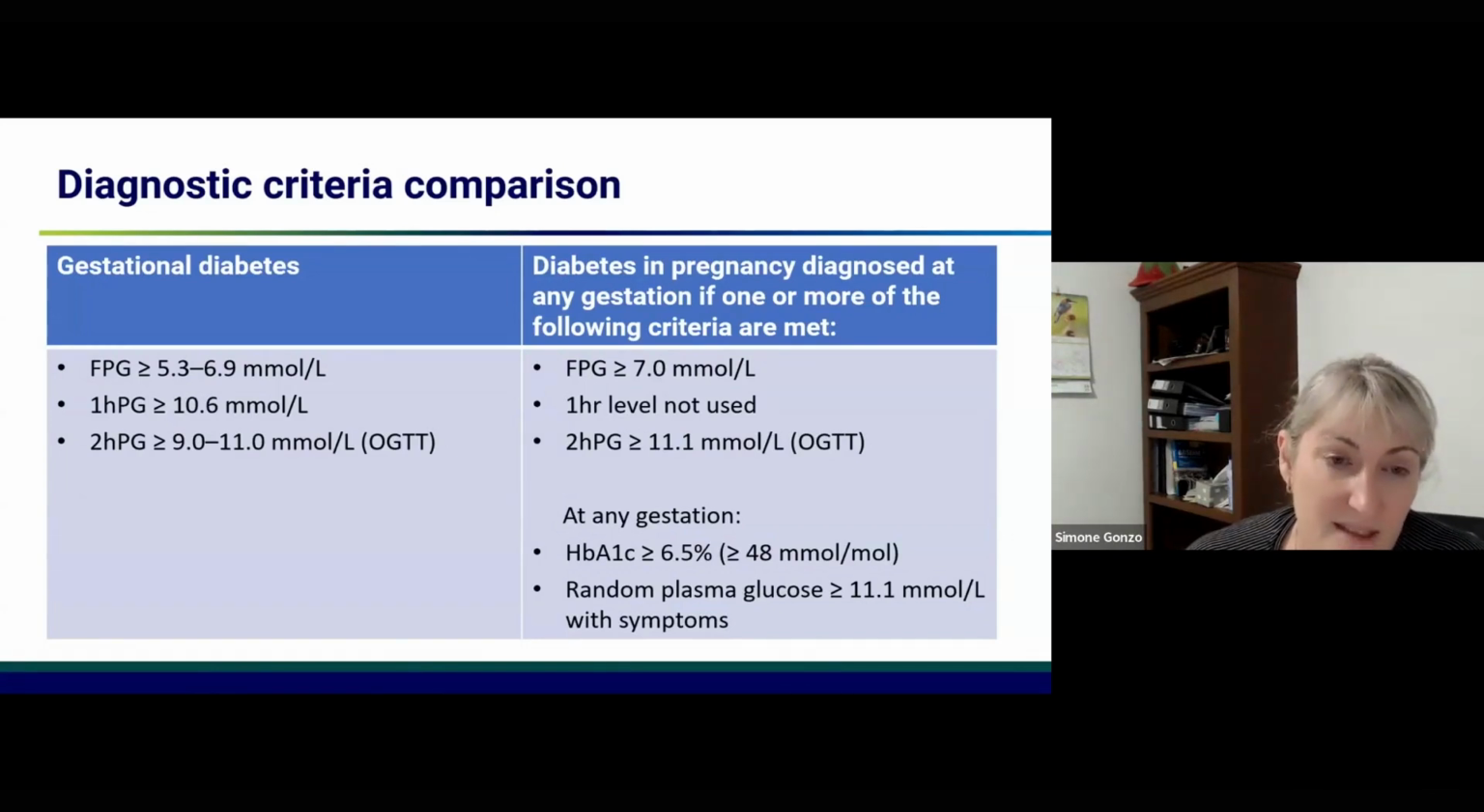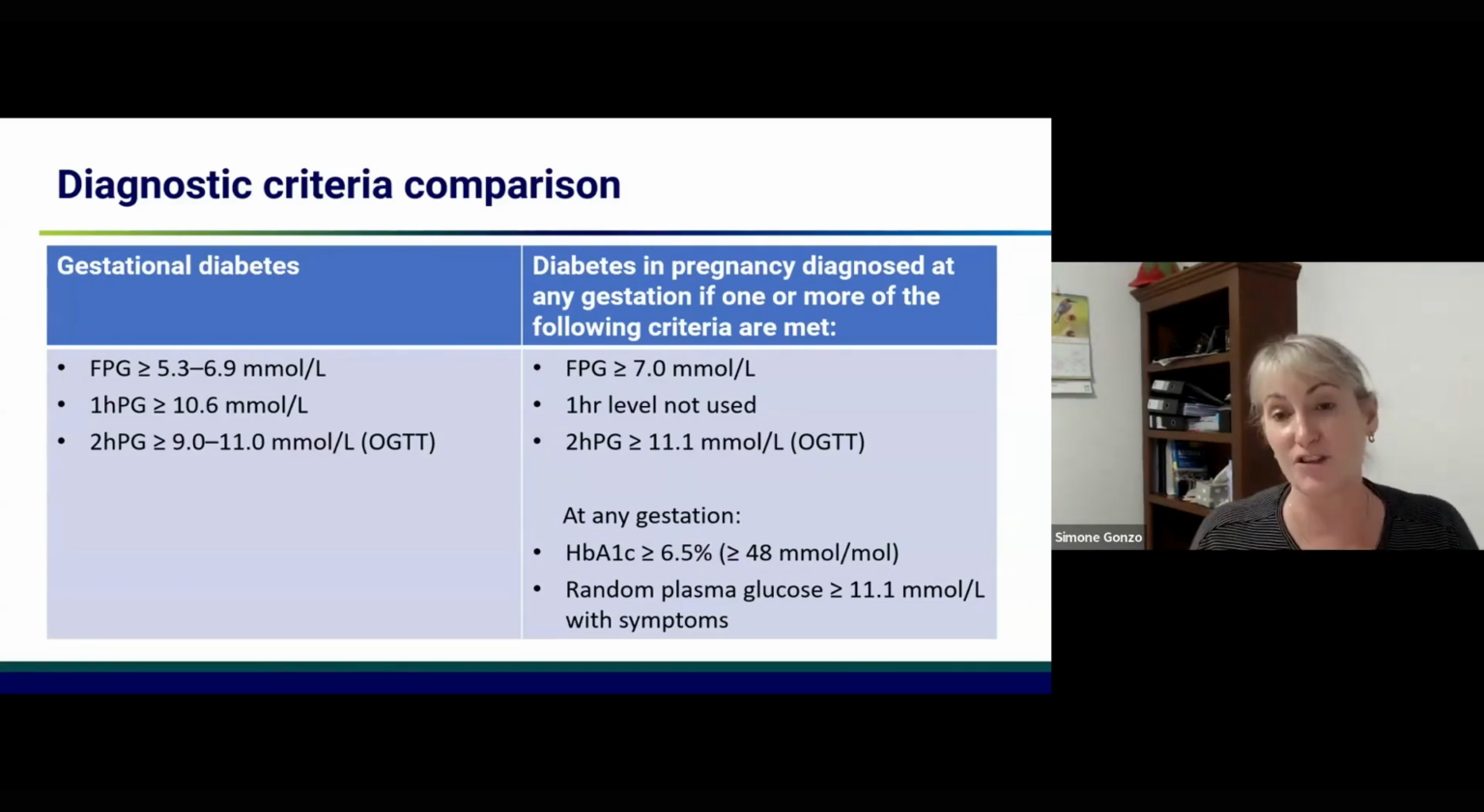So gestational diabetes, these are our new numbers for gestational diabetes. On the right side, we've got diabetes in pregnancy. So that is now going to be referred to as overt diabetes in pregnancy. That's diagnosed at any gestation if one or more of the following criteria are met. So on the left-hand side there, that's basically just comparing the diagnosis for gestational diabetes.